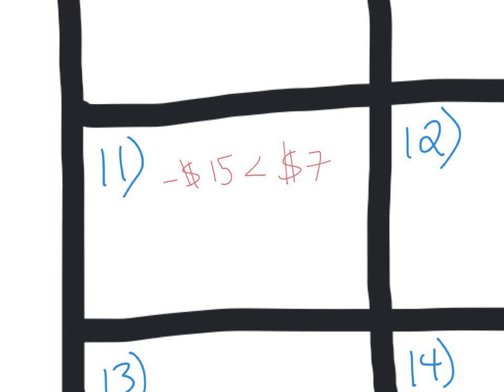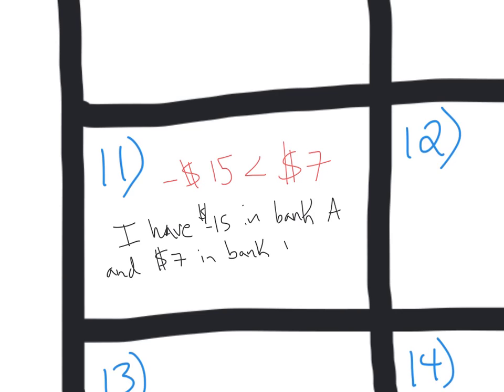Okay, here's a real world situation. I have negative $15 in bank A and $7 in bank B. Bank A has less money than bank B. There you go. That's a good real world situation.